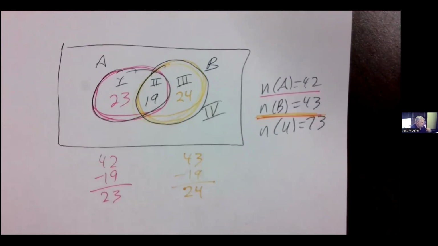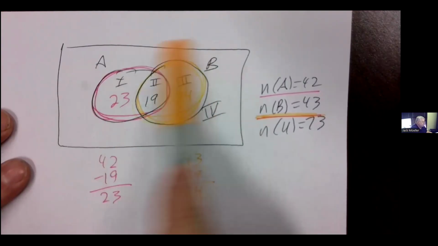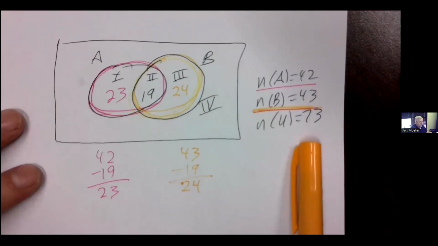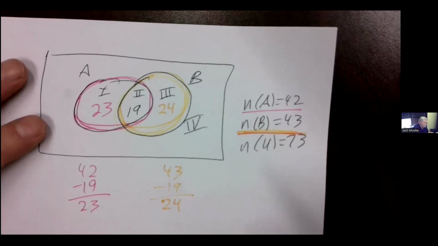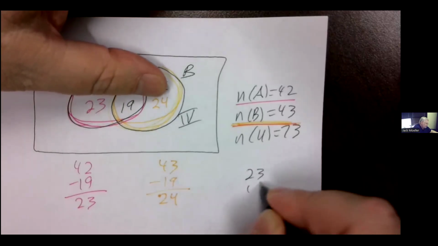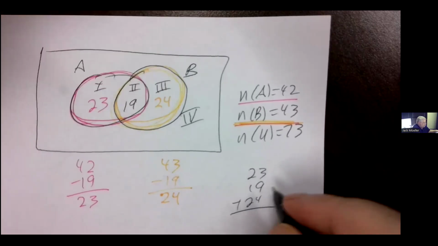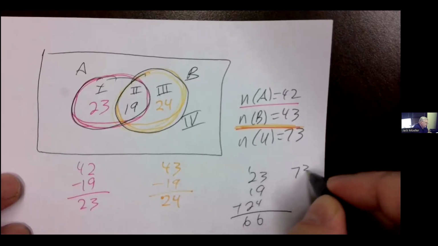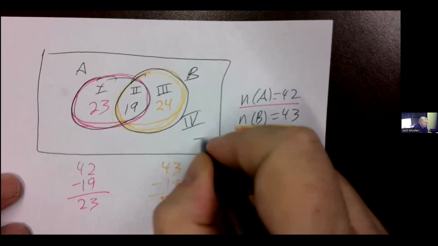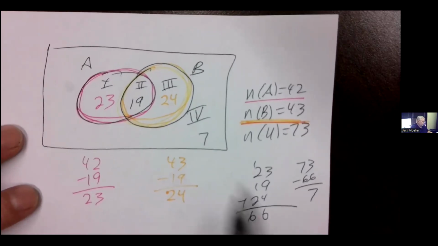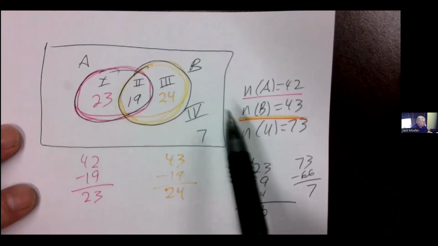All right. Well, we're not done yet because we need this outside region. Remember the universe is the entire box. So in the entire box, you're supposed to have 73. And so what do we know about that? Well, we've counted 23, 19, and 24. So that's 66. So we've accounted for 66 elements. And so then 73 minus 66 is 7. So there are 7 elements that were not yet accounted for. Okay. So 66 were in one of the sets, 7 were not.